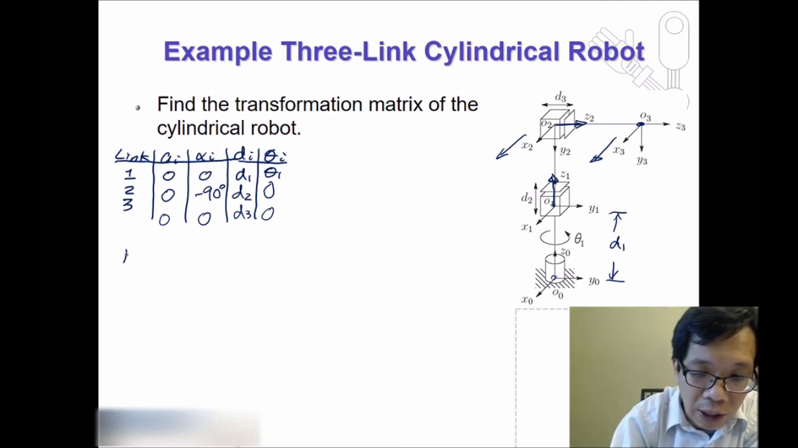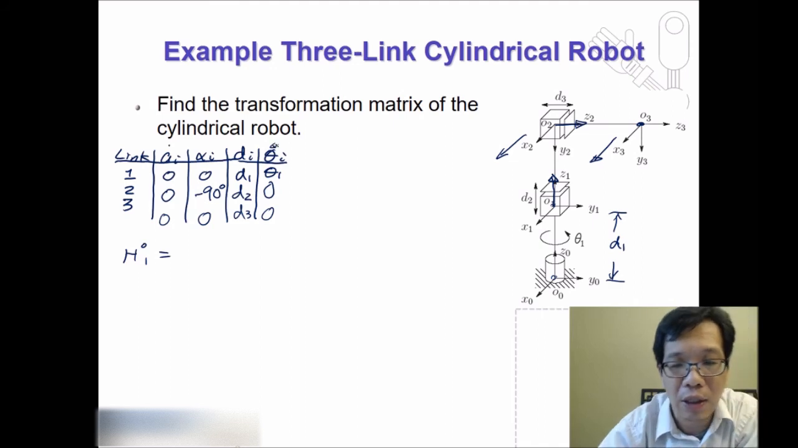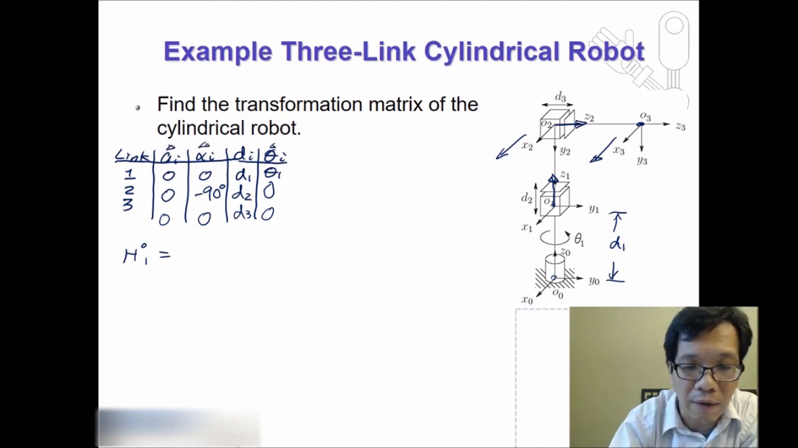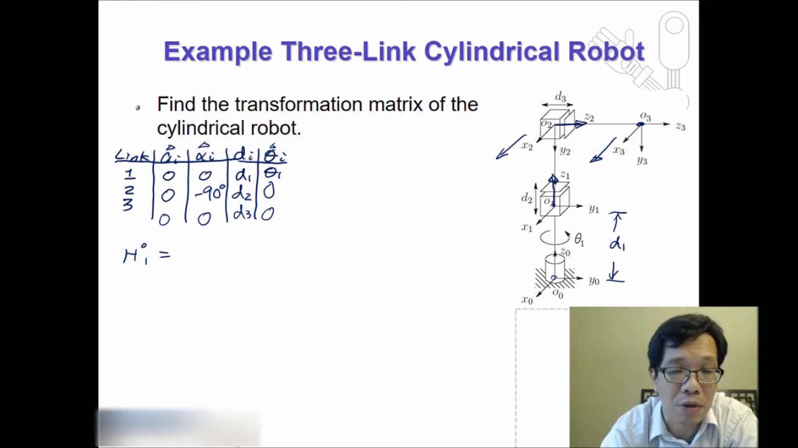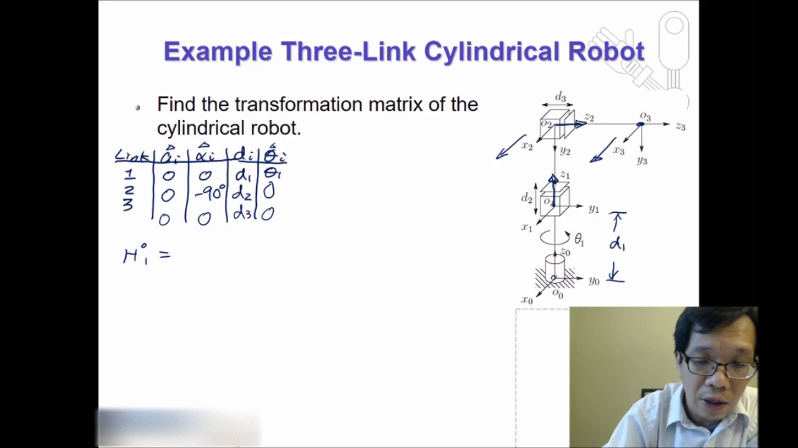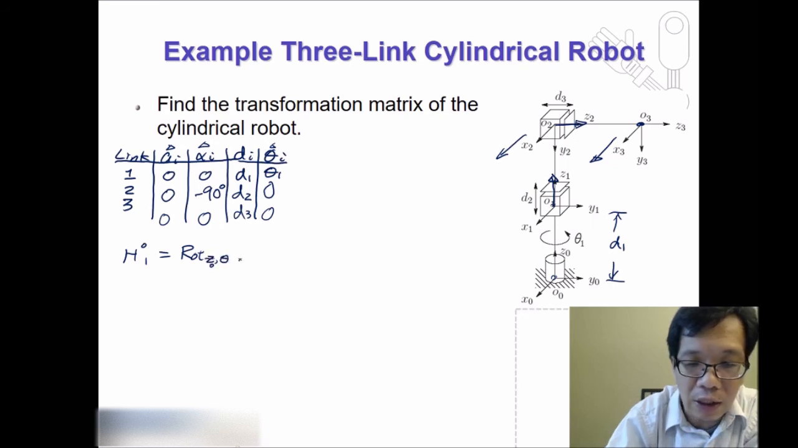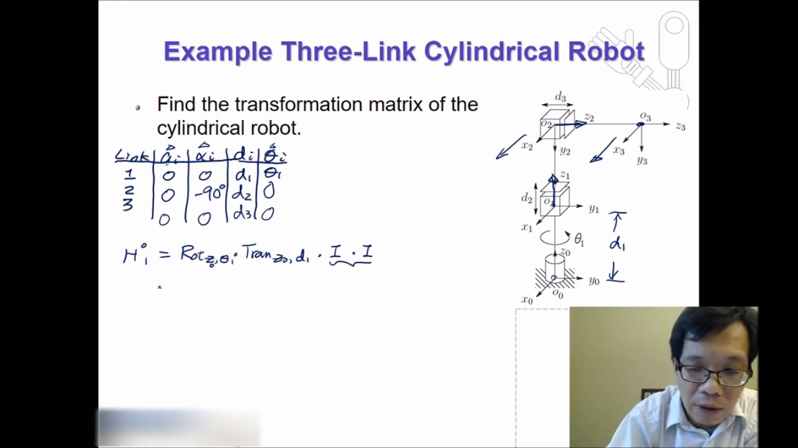So we can start to generate everything individually. So let's start from H0,1. This matrix and this matrix, the A matrix and alpha matrix, one is rotation, the other one is translation. Those two are going to be identity. So what we actually have is going to be the rotational matrix Z0 theta 1 and translation Z0 d1 multiplied by I and I. Those two I's are corresponding to A and alpha.